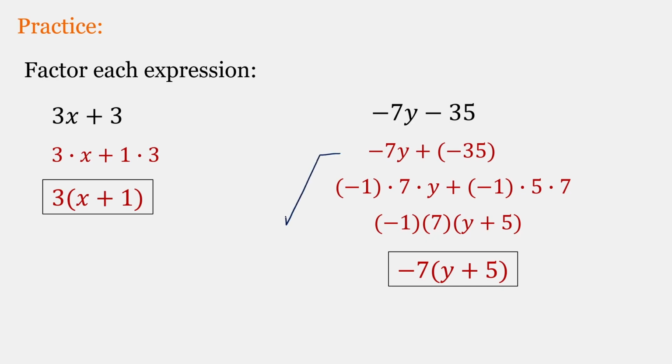Now we could also have factored this as negative 7 times y plus negative 7 times 5. And then we factor out the negative 7, leaving y plus 5 within the parentheses, which is the same answer we got here.